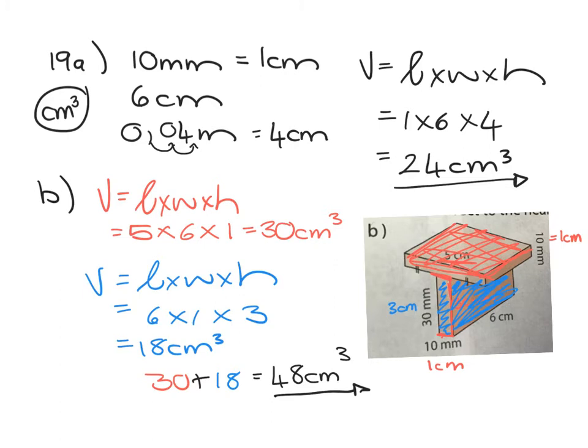Number 20. Find the total surface area of this prism with a triangle cross section. All they mean is it is a triangular prism. Okay, that's why they say triangle cross section. Write your answer in centimeters squared. So the net is given there. I'm again going to add the picture.